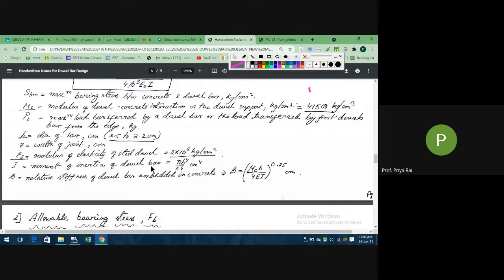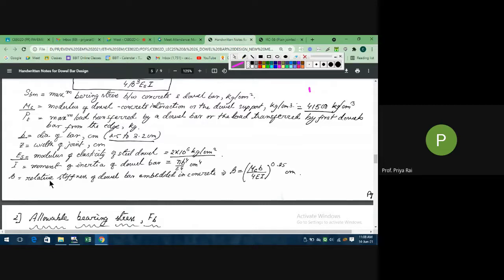I is the moment of inertia. For calculating I, we need the B value, which we need to assume. So it is pi b to the power 4 by 64. Why? Because it's a circle. The cross section is circular. So moment of inertia is this formula.